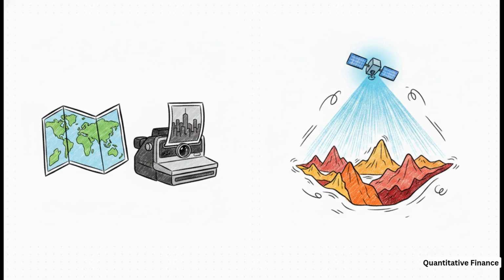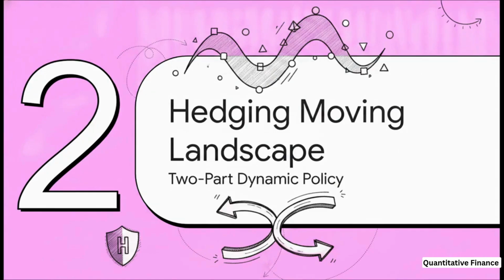Using a static snapshot model is honestly like using a paper map from 1995 to navigate a modern, bustling city. A dynamic causal model, on the other hand, is like having a live GPS that's tracking the shifting terrain in real time. Which brings us nicely to Section 2, Hedging the Moving Landscape.